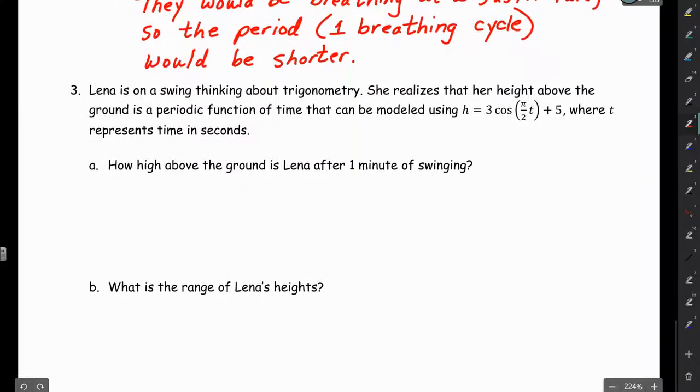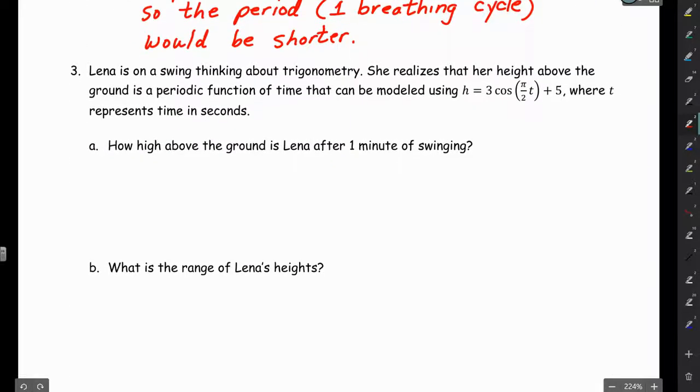Okay, and last problem. Lena is on a swing thinking about trigonometry. You can tell I made this problem up. She realizes that her height above the ground is a periodic function of time that can be modeled by a given function. It's a cosine function, where t represents time in seconds. How high above the ground is Lena after 1 minute of swinging? All right, so we know that then that means that t has to be equal to 60 seconds because time is in seconds and they're asking for 1 minute.